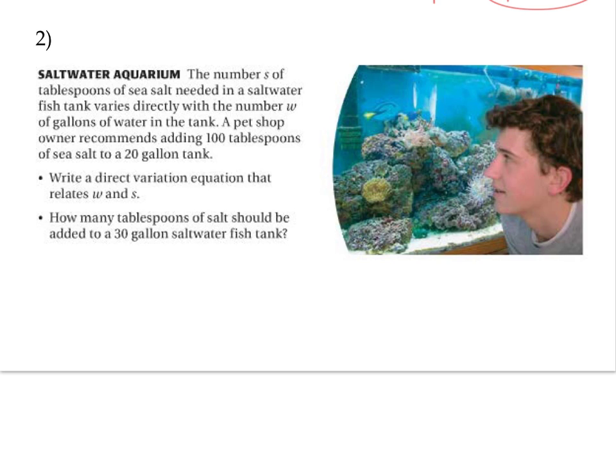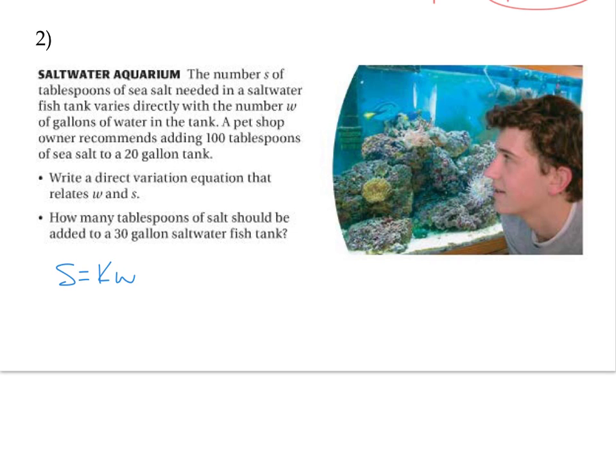So what we want to be able to do here is to identify which of these is our y and our x, if you will, in the y equals kx. So the output, the dependent variable, the amount of sea salt that we add in depends on the size of the tank. So we want to be able to write an equation in the form S equals kW. The S is our output, our dependent variable. The amount of tablespoons of sea salt depends on the number of gallons of water in the tank.